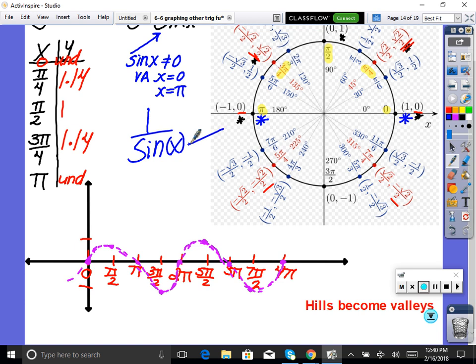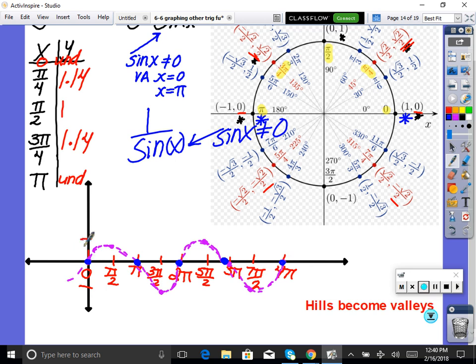So we just said sine of x cannot be 0. So where does it equal 0? Right there, right there, right there, and right there, and right there. True? That is literally where your asymptotes are. Do you see how easy that makes it?